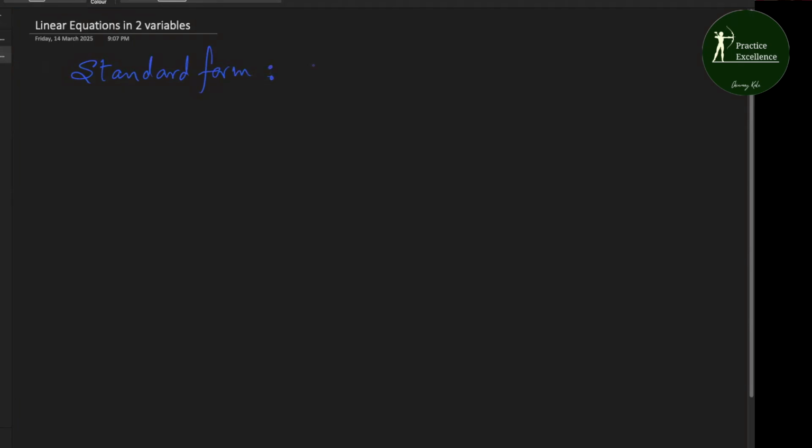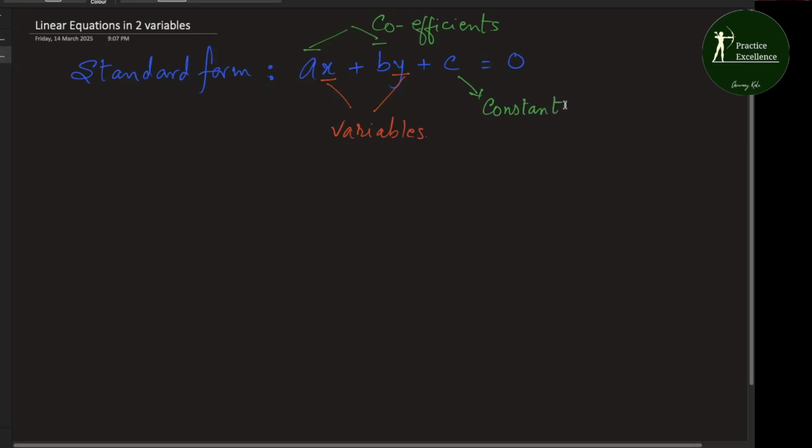The standard form is ax plus by plus c equals 0. Now here, what are x and y? X and y are basically the variables. A and B are coefficients, right? And C is a numerical constant, right?